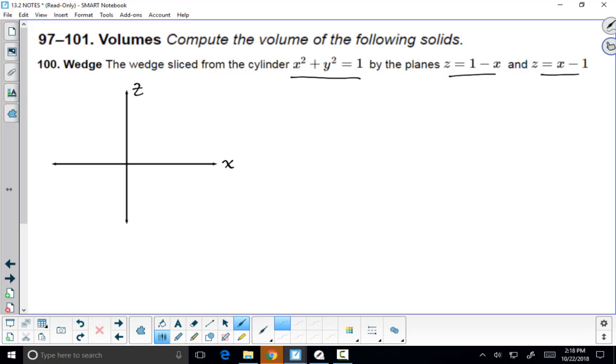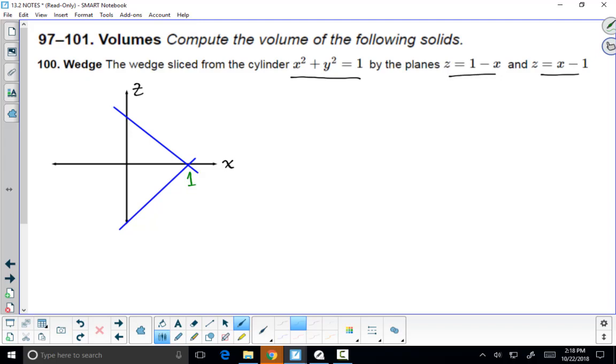This is just to get a sense of which one's on top. We know that they're going to be in the xz plane and pulled in the y direction. So 1 minus x is just a diagonal line like this. And the other one has a z-intercept of -1 and a slope of 1. It looks like they're going to intersect right there, and that point is at 1. All right, so now we can kind of visualize what's going on.